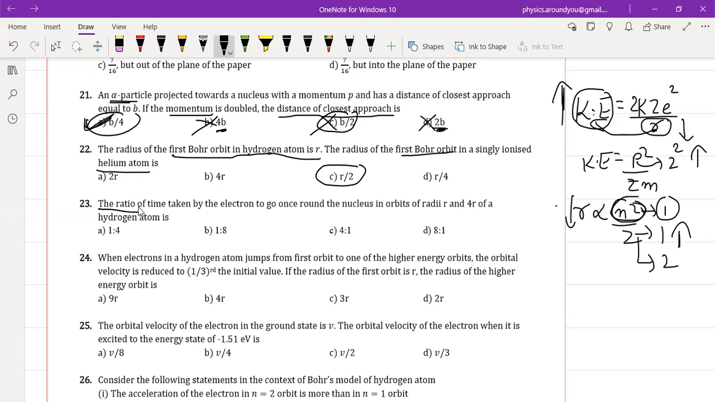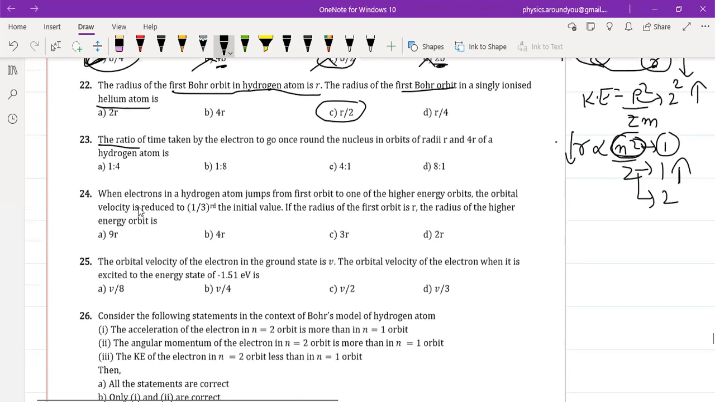23rd is tricky, but we shall get around it. What is the concept required over here? For the 23rd one, you need ratio of time. First, let us write an expression of time. T equal to 2 pi r by v, distance by speed. If only I get to know how speed depends on r, I can calculate the ratios very easily because I have got radius over here. How will I find speed as a function of r?